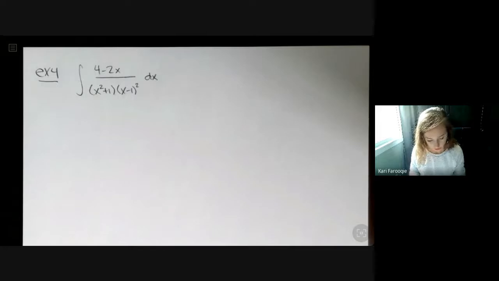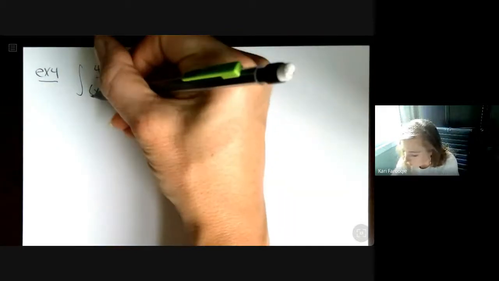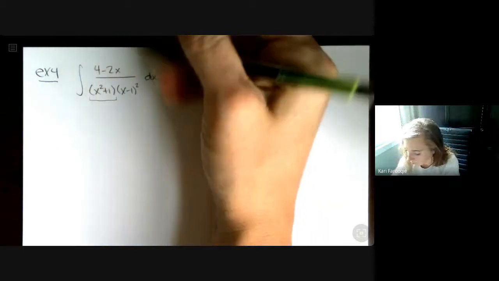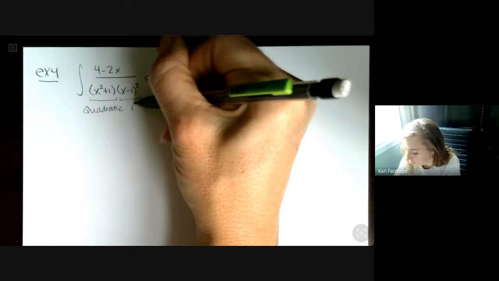I thought I had more examples to show. Let's see. Okay. Wonderful. All right. So this factor right here is quadratic. And this one is repeated linear.